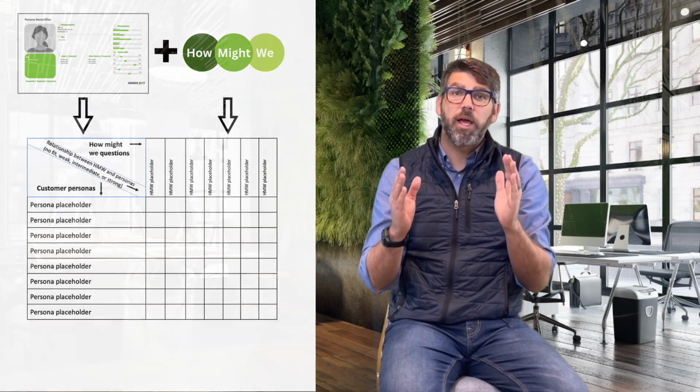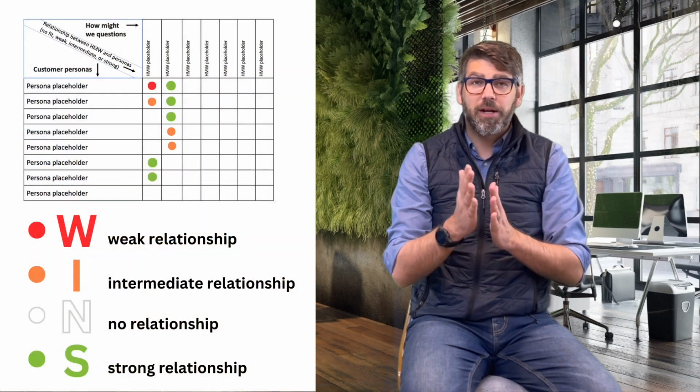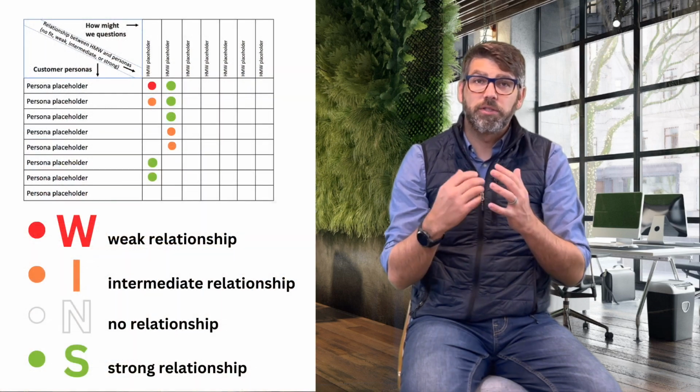Now, across the top axis, you'll see either the customer radars or all the how might we statements that have been prioritized. In the intersection of the personas and the things that might be important to them, they start to use that correlative analysis to determine the strength of importance to that individual. Again, the WINS Matrix is an acronym for all these different correlative strengths.